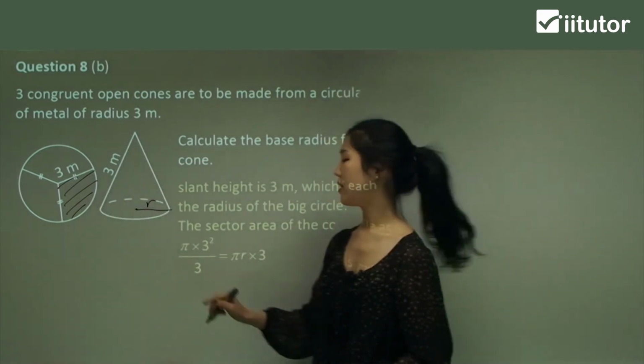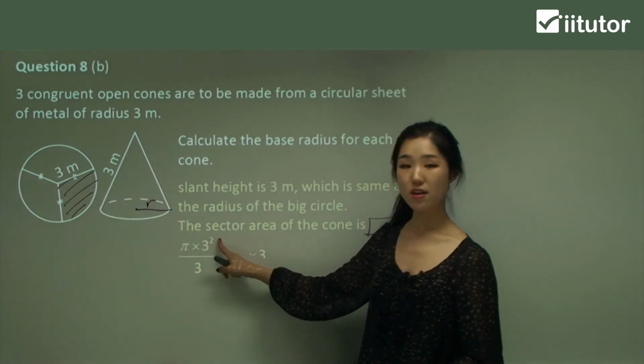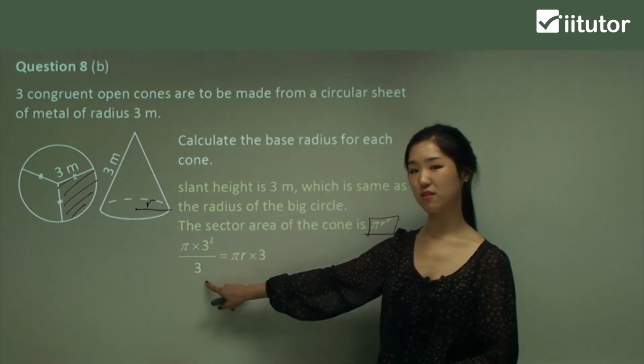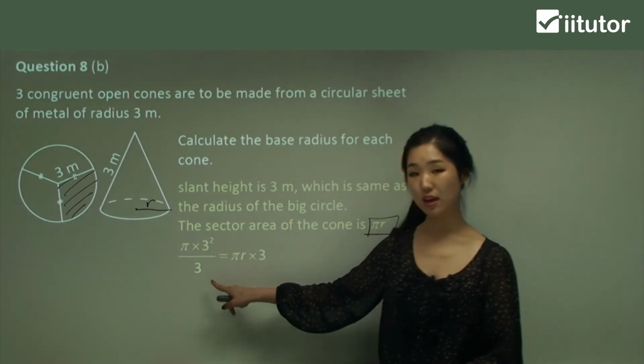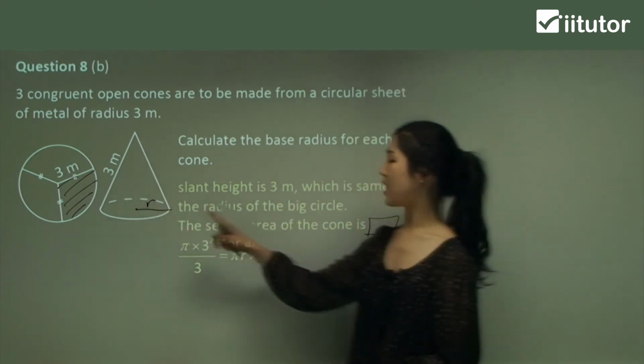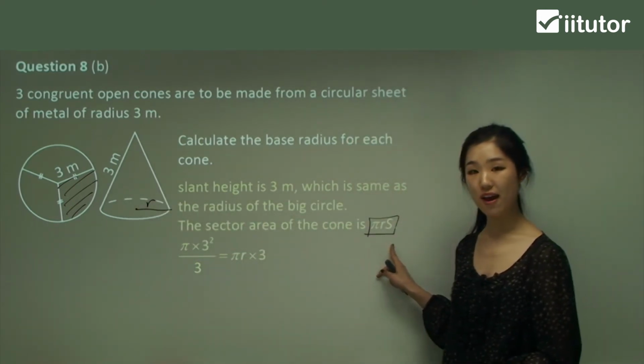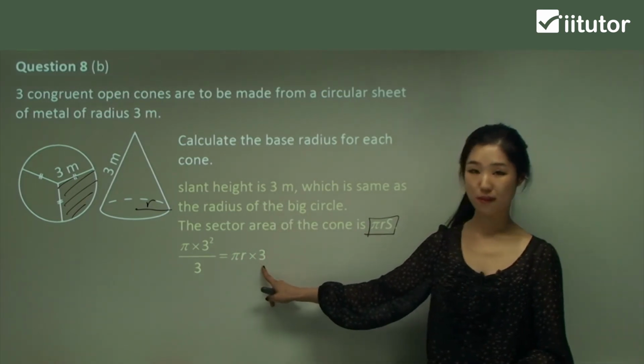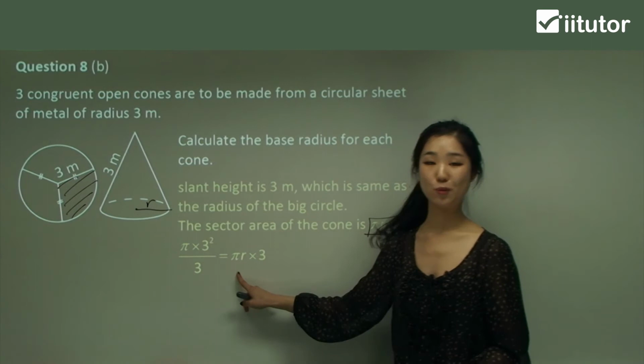So the sector area is pi rs, and I know that area is simply pi r squared, the area of the metal, divided by 3. That's what I did in part A, haven't I? But that should be equal to the area of the sector in which I use pi rs. But remember, the slant height is 3 meters, so s will simply be 3. These must be equal, wouldn't it?